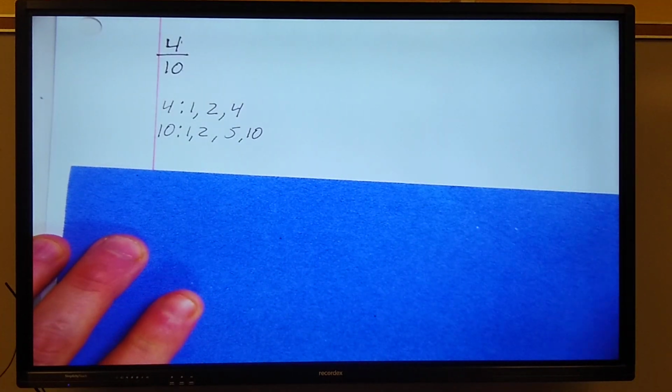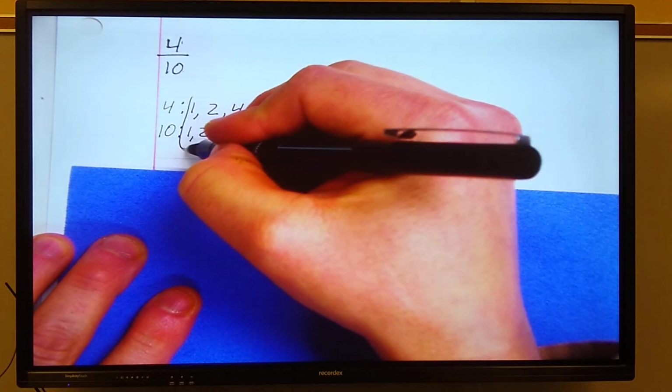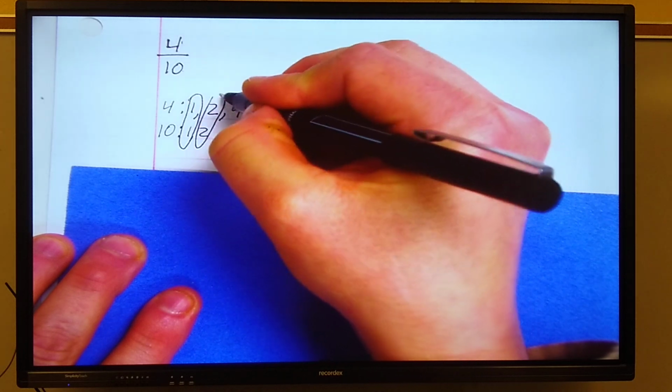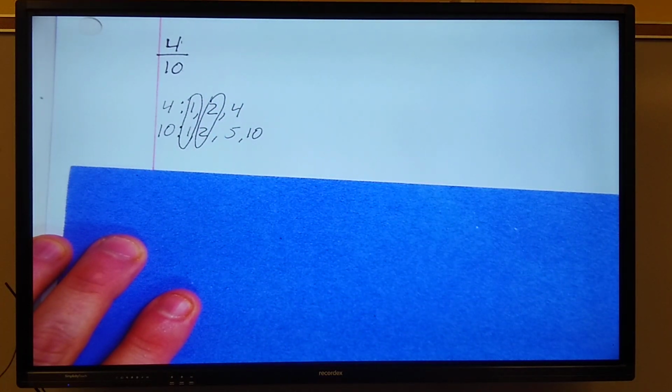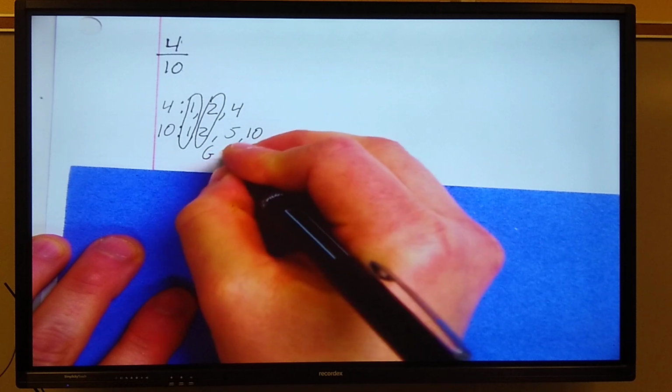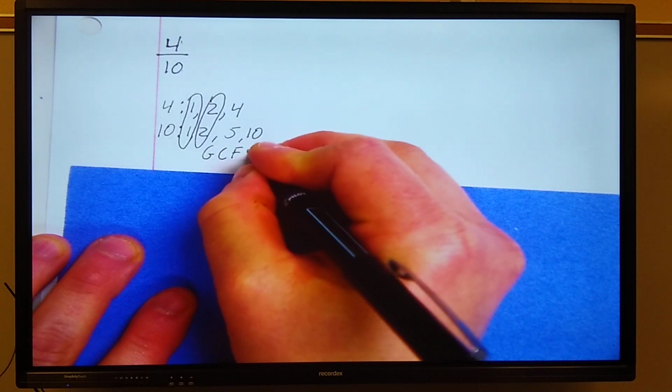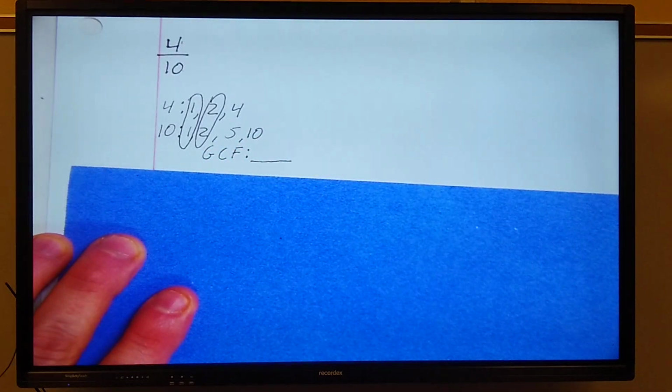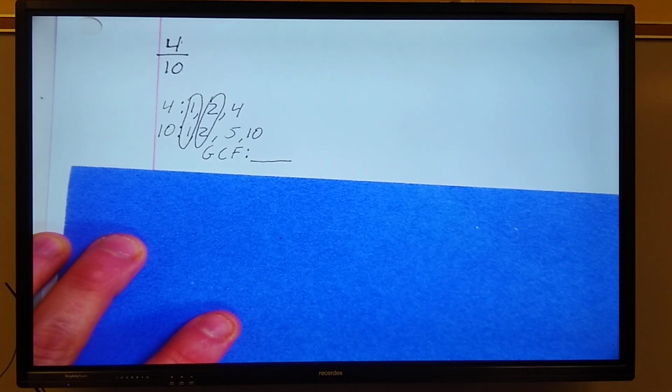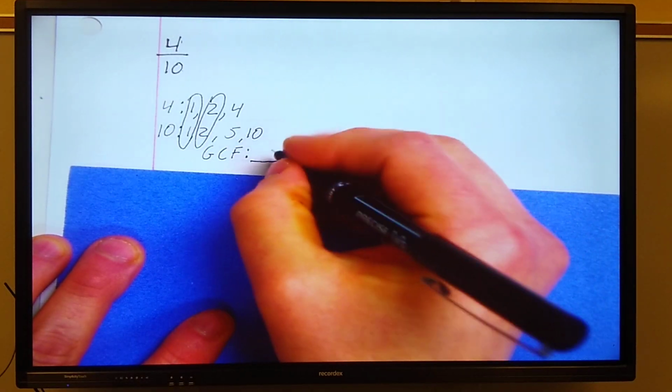Now, my next step is to find the common factors. The factors they have that are the same: 1 and 2. Then I have to find the greatest common factor. That is the factor that is the greatest that they have the same, and that of course is 2.